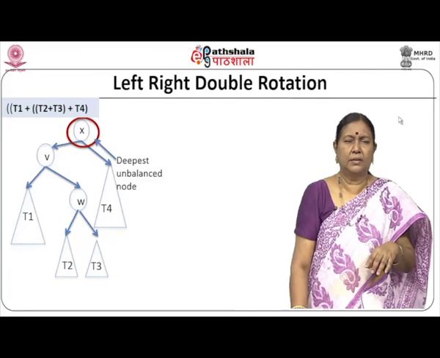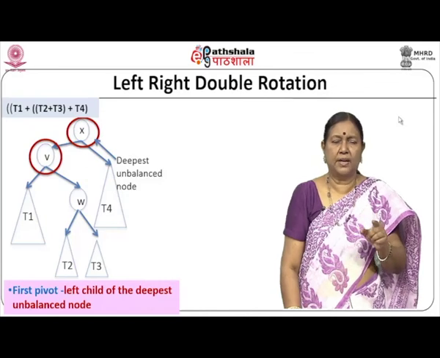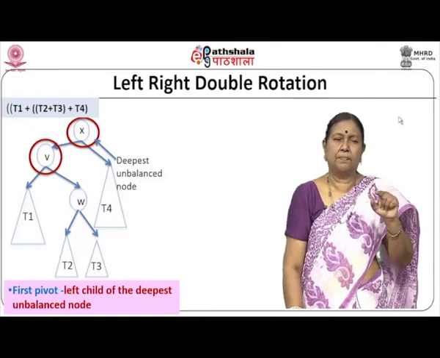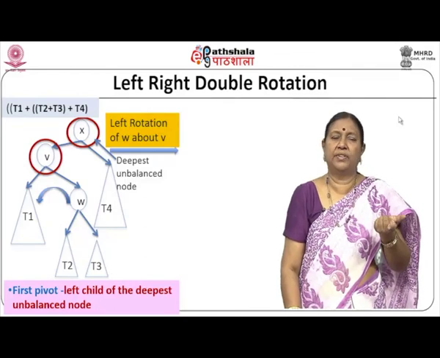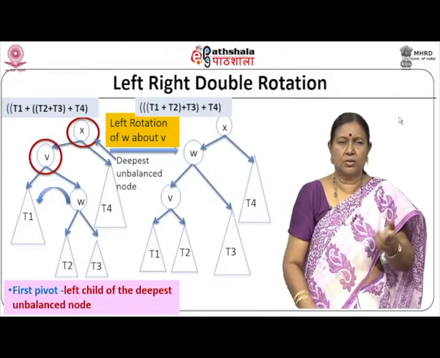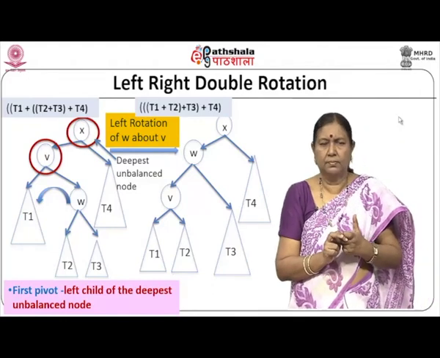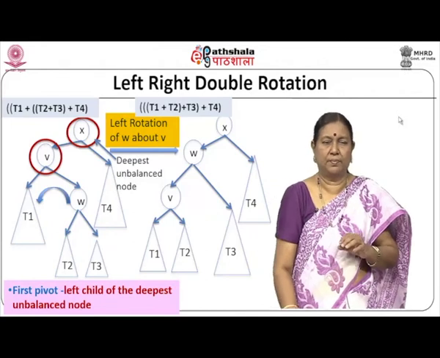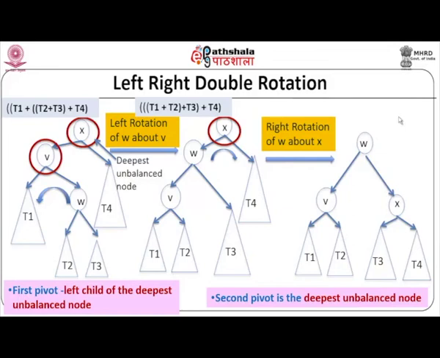So, example, the deepest unbalanced node you take, that is x in this case, then first pivot is the left child of the deepest unbalanced node, here v, and you left rotate w about v. Okay. So, that gives you this. So, now T1, T2 plus T3 plus T4 becomes T1 plus T2 plus T3 the whole thing plus T4. So, that is the left rotation. Then now you have to, the second pivot is the deepest unbalanced node. So, now you have to rotate w with respect to x. So, right rotation of w with respect to x. So, that is what happens and you have the balanced.